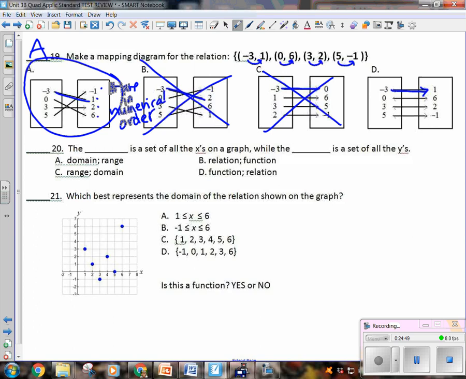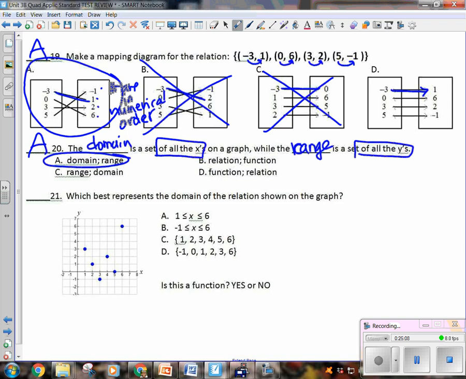Okay. The blank is a set of all the x's. I believe that is domain. And the blank that is a set of all the y's, I believe that is range. So I need domain first and then range. Which best represents the domain of the function?